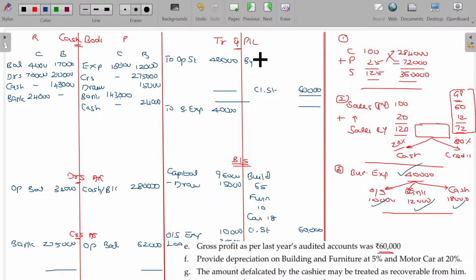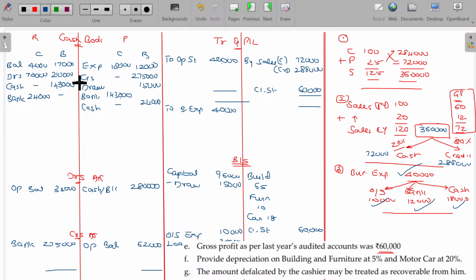Here, sales. That sales 3,60,000 is the current year sales. Out of that, as per the second adjustment, 20% belongs to cash, so 72,000. Balance 80%, 2,88,000 in credit. So cash sales being 72,000, credit sales being 2,88,000. Double entry.